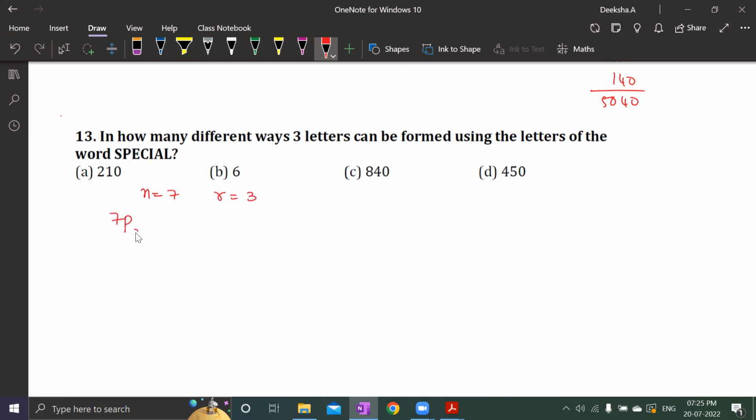So the answer is 7P3, which is 7 into 6 into 5, which we have just done in the previous problem, 210. Correct.